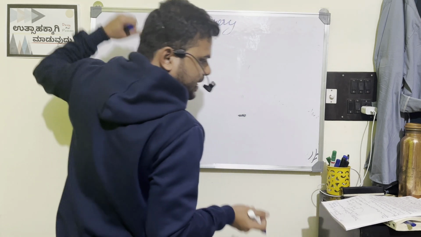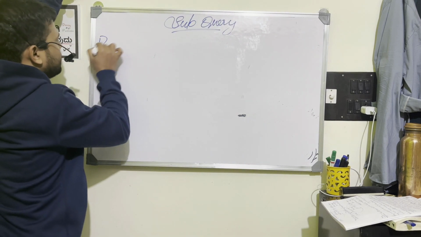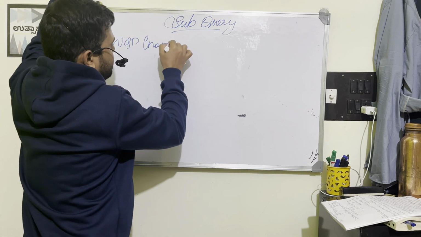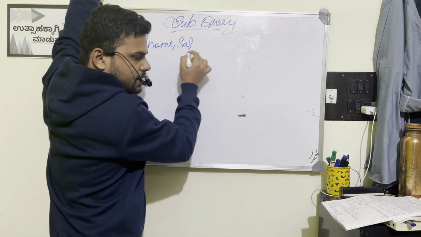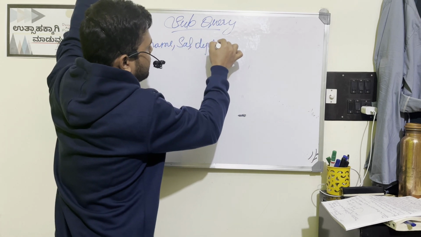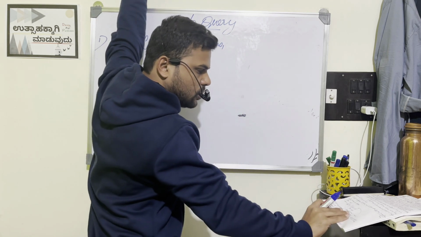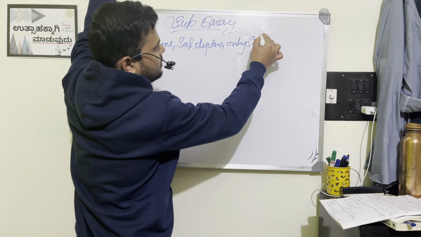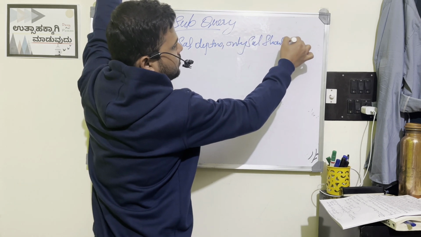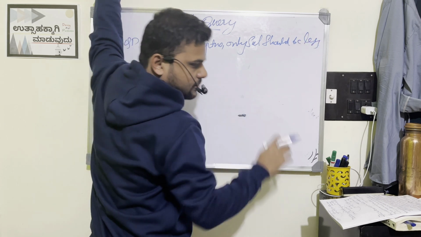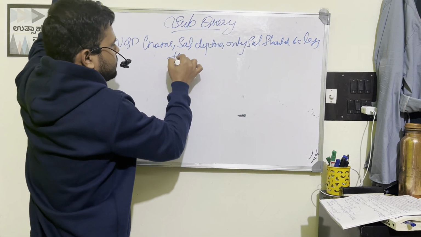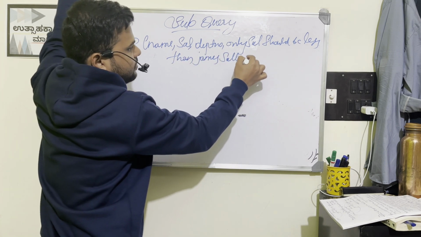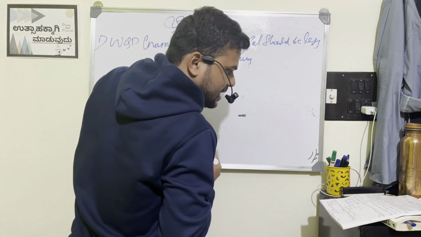Write a query to display employee name, salary, department number. Only salary should be less than James salary.